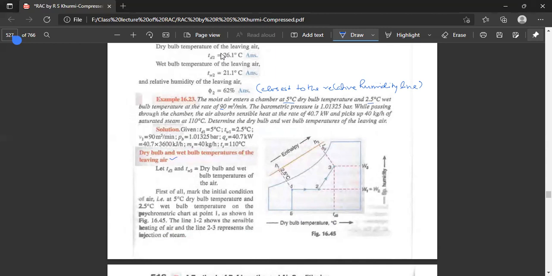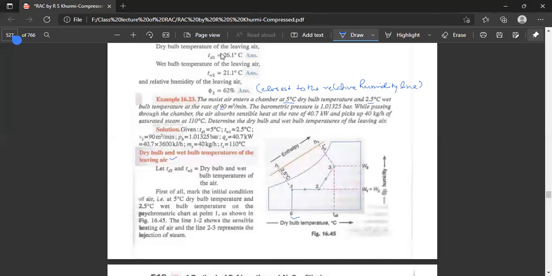So we put in 5 degrees centigrade here and draw the vertical dry bulb temperature line. Then for 2.5 degrees, we find the line of 2.5 degrees centigrade on the wet bulb temperature scale, or closest to it. These two lines will meet at point 1, giving us the condition of the incoming air. This point will tell us the enthalpy H1, and this will tell us W1, the specific humidity.